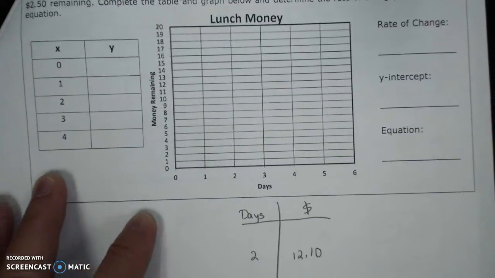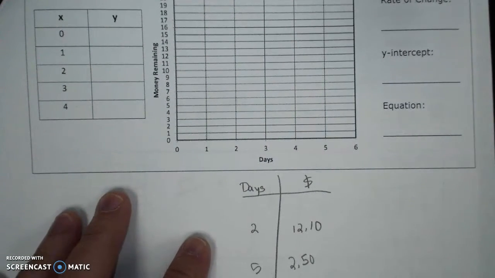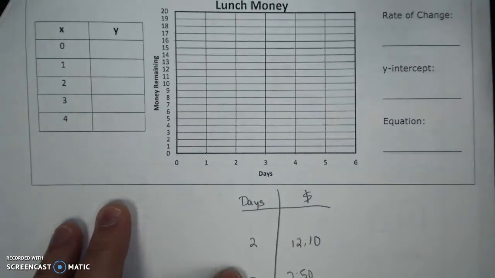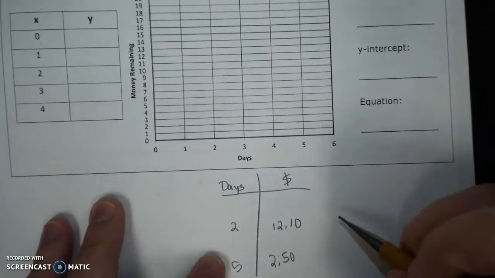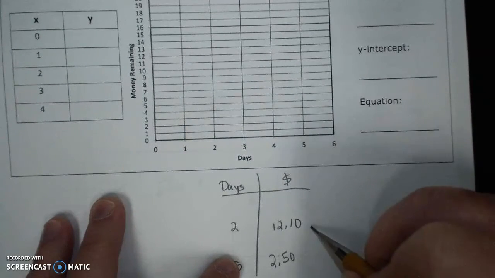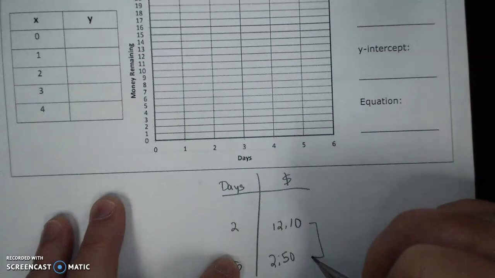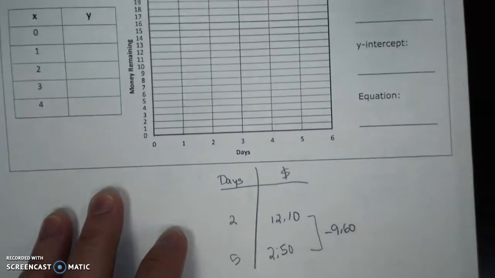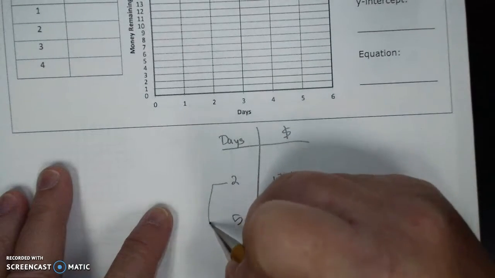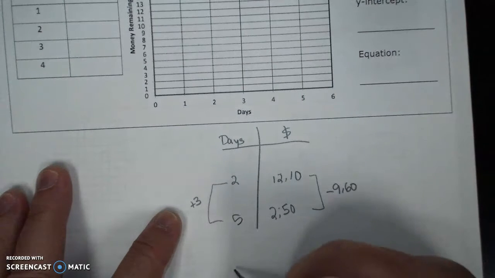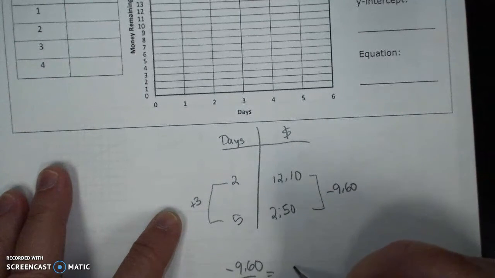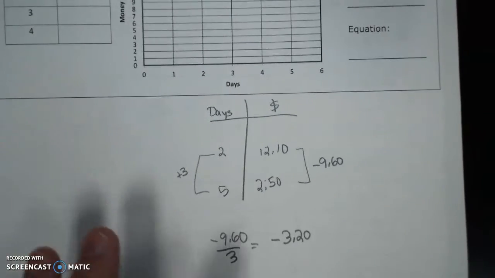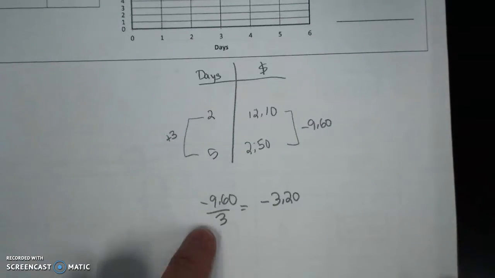Remember that if we had 2 points, we could find slope, and if we found slope, we could find rate. Okay, so I can do that, and I'm going to say from here to here is subtracting 9.60. And from here to here is adding 3. So it's negative 9.60 over 3, which is changing, he's deducting 3.20 every day. Okay, so I found my rate.